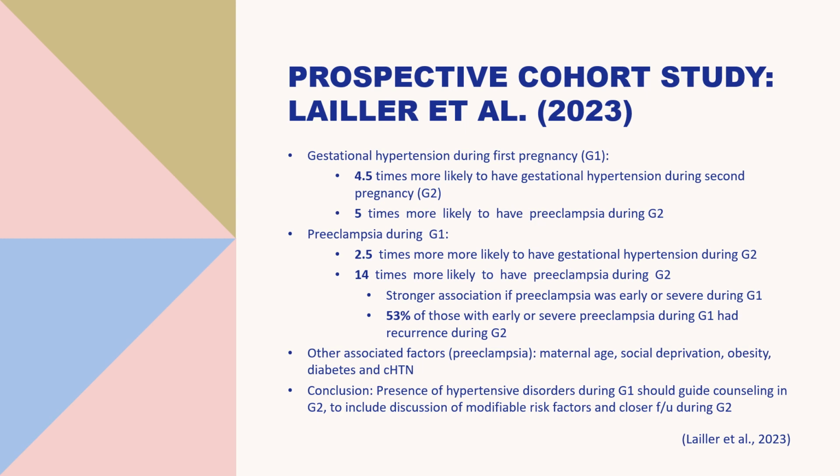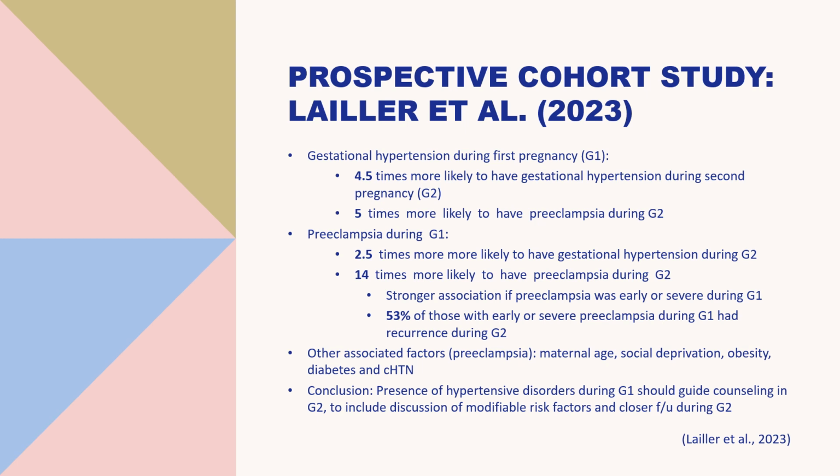According to Lyler et al., 2023, pregnant women who had gestational hypertension during their first pregnancy were 4.5 and 5 times more likely to have gestational hypertension and preeclampsia, respectively, during their second pregnancy. Women who had preeclampsia during their first pregnancy were 2.5 and 14 times more likely to have gestational hypertension and preeclampsia, respectively, during their second pregnancy.